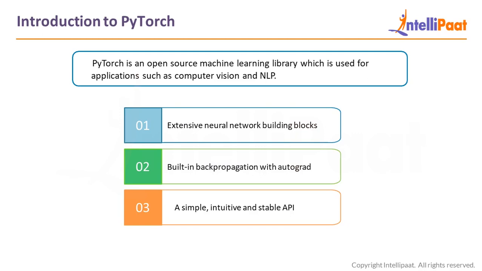PyTorch has a simple, intuitive and stable API. Also, it has very high performance on GPU with CUDA. Along with that, you can use PyTorch for backpropagation, and it is extensively used for neural network building blocks. So these are the features of PyTorch. After understanding what PyTorch is, now let's see its installation.